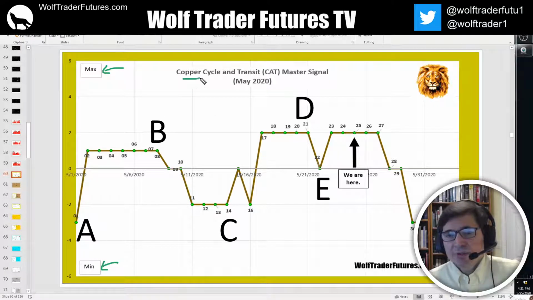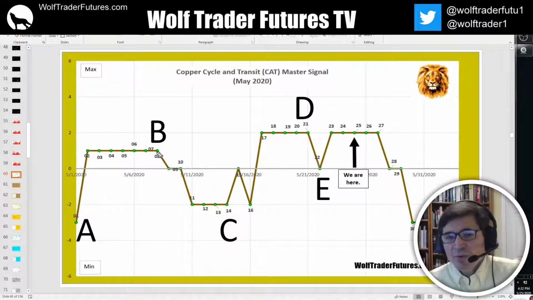So this is copper, and copper has a bronze color. I put the border to match the color. So when you look at the border, you know exactly what you're looking at. And so right here, I label this A, B, C, D. These are the turning points. So this is A, you would have bought here.